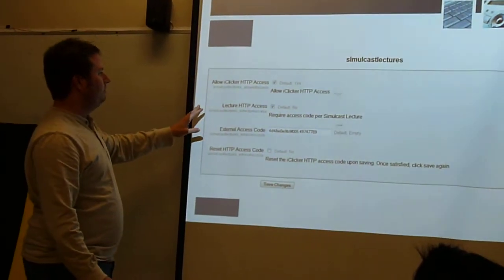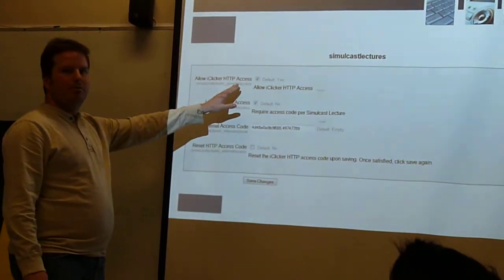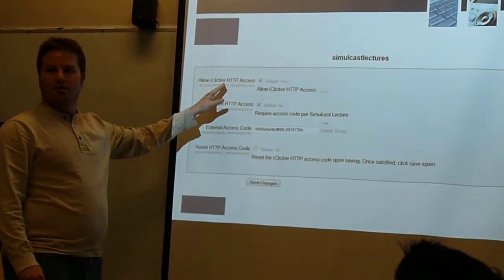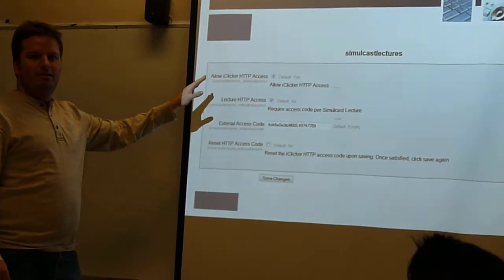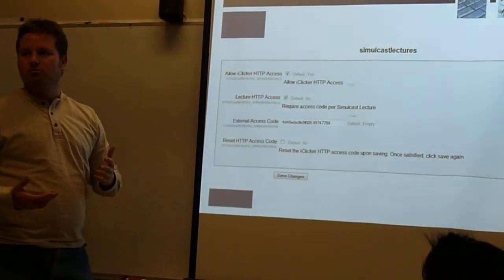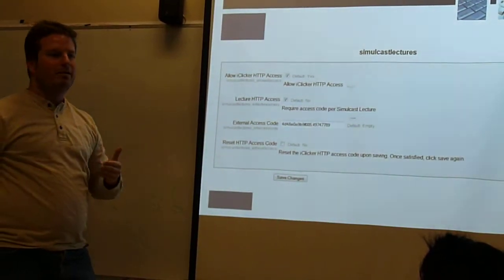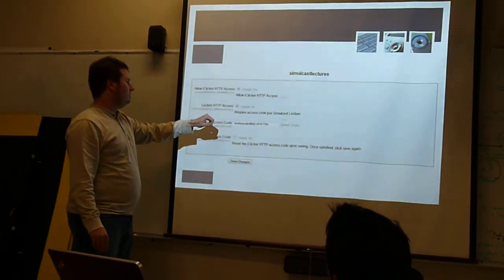So this might be kind of hard to see, but this is the Simulcast Lectures Moodle module administration page. So basically what you can do is you can sort of enable or disable the gateway globally. So if for some reason you want to use this module but you don't want to turn on this external gateway, it's very simple to kind of just remove that checkbox.